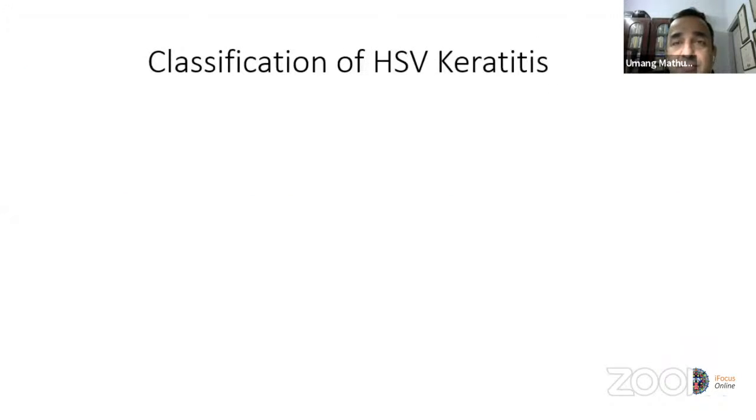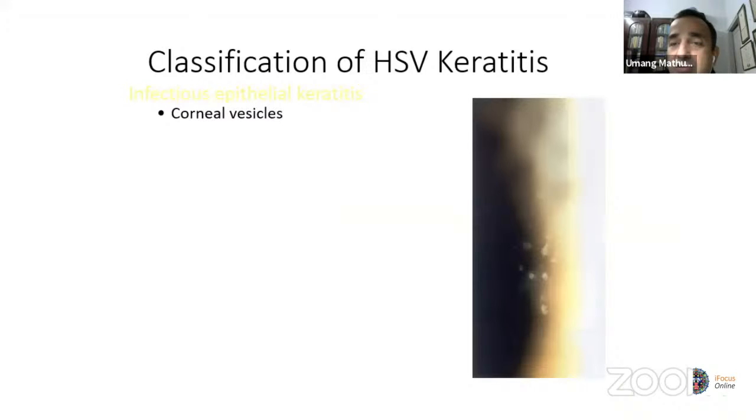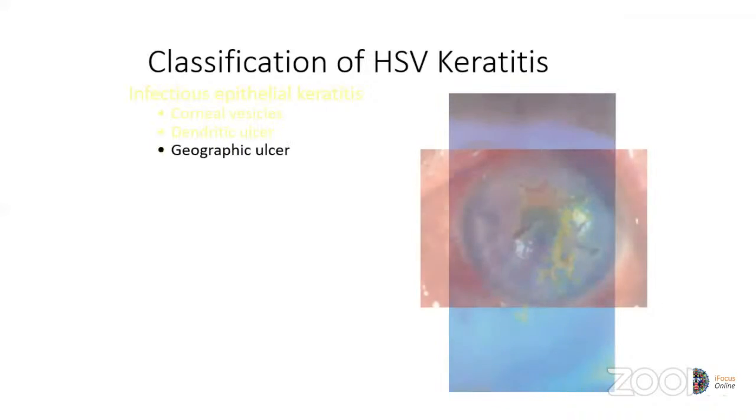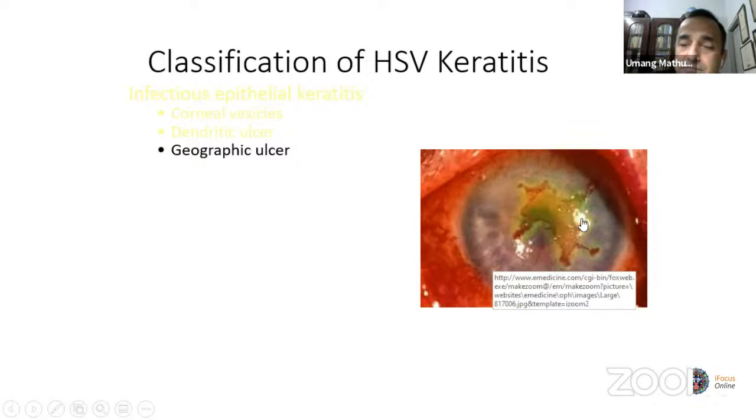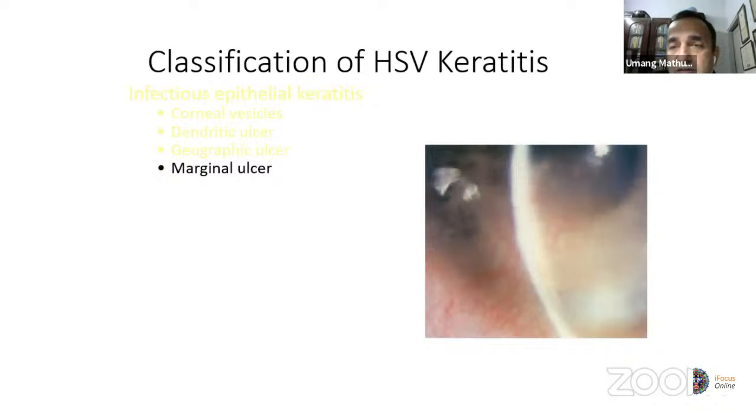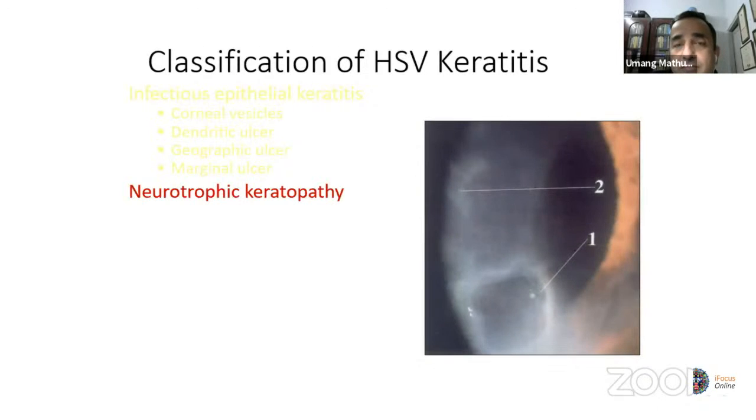Now, the important one is this classification of HSV recurrent keratitis. So you have the infectious epithelial keratitis, which can be just corneal vesicles, almost like SPKs, the dendritic ulcer, the geographic ulcer. Now, the important thing in a geographic ulcer is that these extensions are almost like dendrites, right? So when you stain, you'll see these extensions. Then you have marginal ulcers. Not very common, difficult to differentiate from blepharokeratoconjunctivitis.